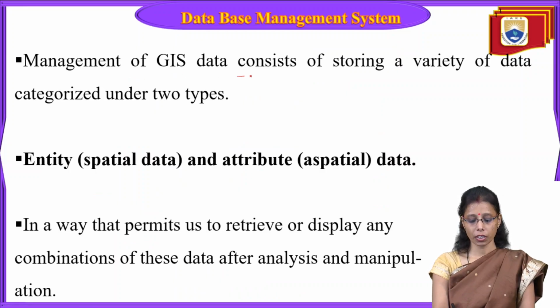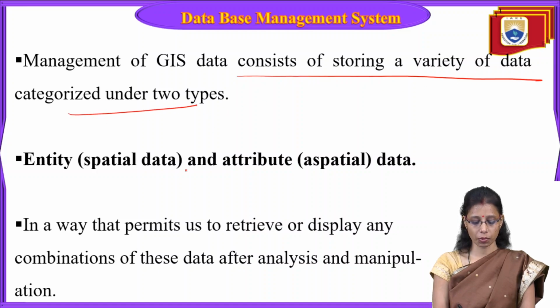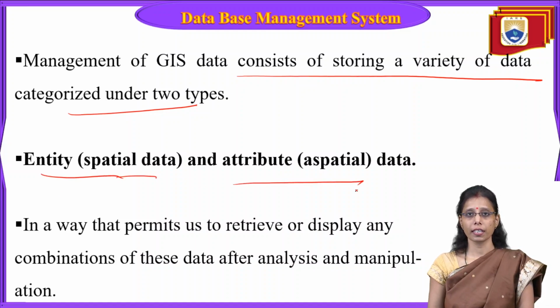Management of GIS data consists of storing a variety of data categorized under two types: entity and attribute, or spatial and non-spatial data. Entity is the spatial data, when you're talking about point, line and polygon. Attribute is when you're talking about tables, charts, or other information about the spatial features.